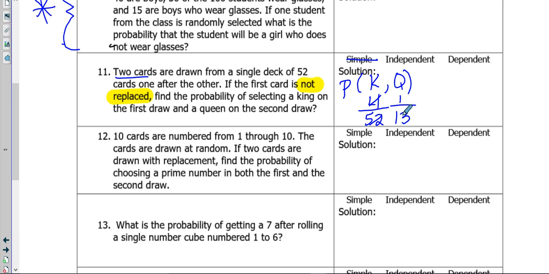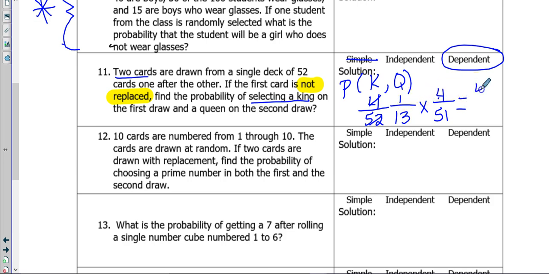And a queen. It's not replaced. So hopefully you guys can see that this is going to be dependent. It's not replaced. So I'm going to multiply this by, and again, I have 4 queens in the deck. I've taken out a king on my first. That's what I'm assuming, the probability of selecting a king. My second draw, I still have 4 queens, but instead of 52 cards, I only have 51 because I've taken one out. So I'm going to multiply across.